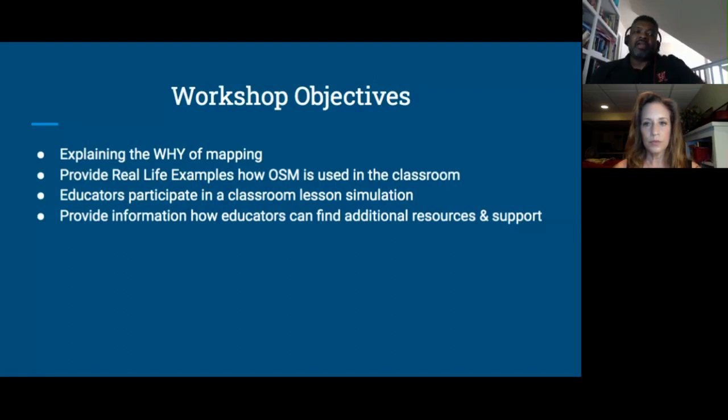And so we hope to do that, as well as provide some real life examples of how to use OSM in your classroom. And we'd like to kind of simulate that in a classroom lesson piece, if you will, and provide some additional resources, support mechanisms, and organizations that are out there to help you facilitate that.